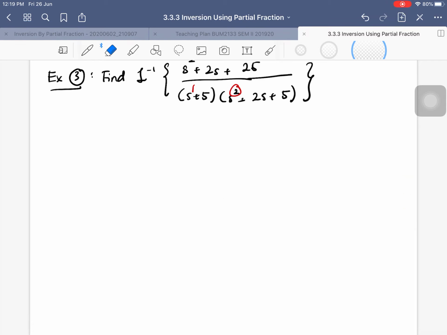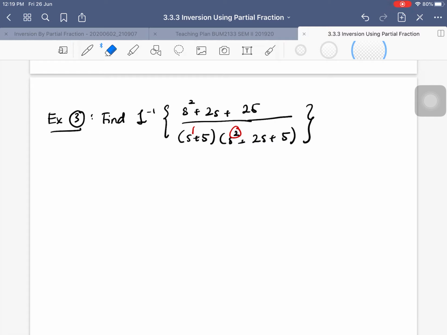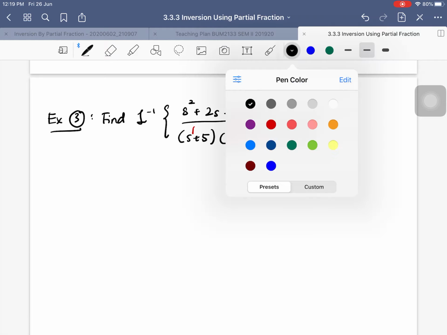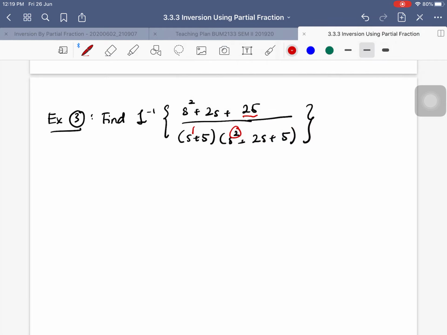Okay, so the third example, I'm going to find the Laplace inverse of (s squared plus 2s plus 25) over (s plus 5) multiplied by (s squared plus 2s plus 5). So there is a difference at the top and the bottom. They are not the same. At the top this is 25, but this is a 5, so you cannot cancel them. If you think that you already got the idea by now, you don't have to watch this. But if you decide that you have to see more on partial fractions, then keep watching example number 3.